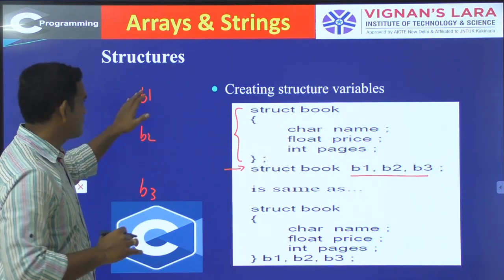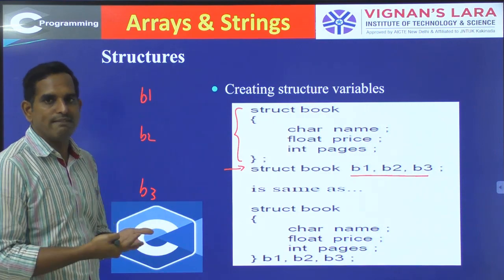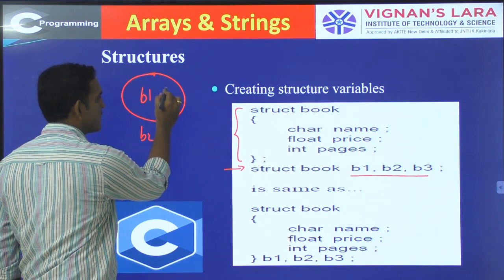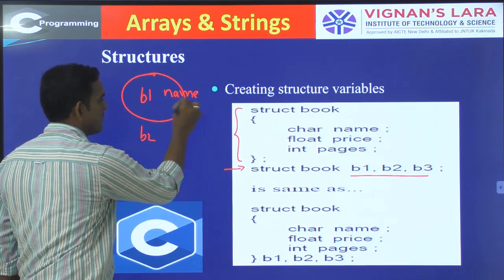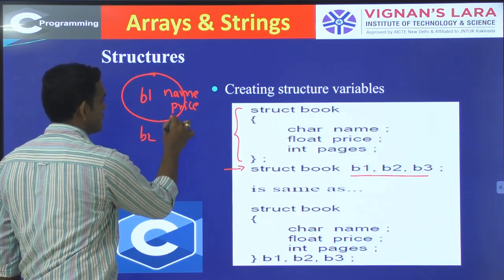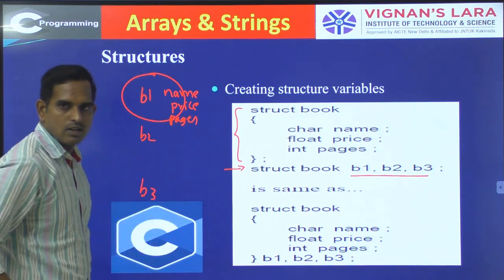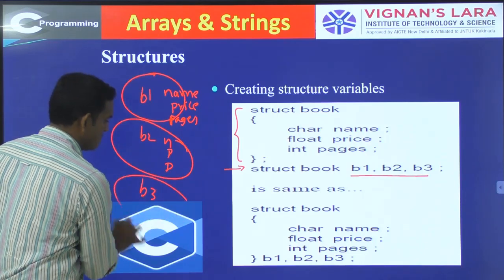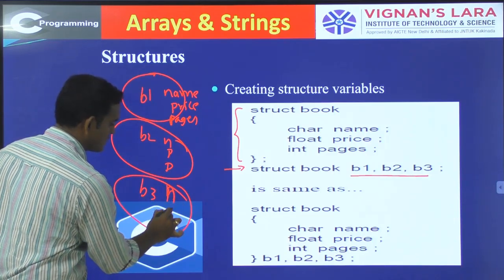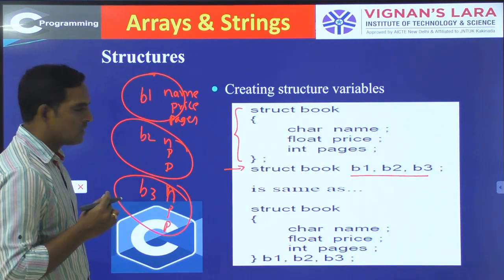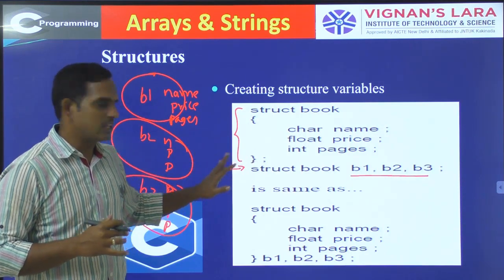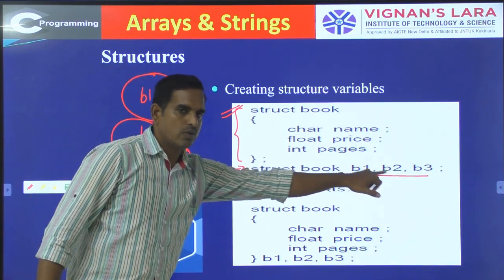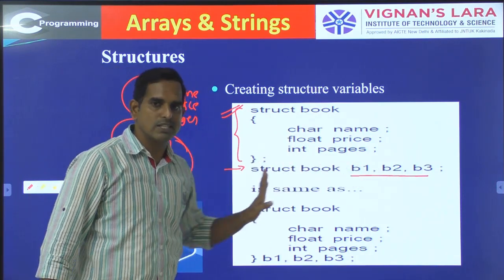Okay, so the book data type, we are having three variables, b1, b2 and b3. When I create b1, b2, b3, now the memory will be assigned. So there will be memory for b1. b1 will be containing its own name, price and pages. Now b2 also will be having its own name, price, pages. b3 will be having name, price, pages. So this is how you create a structure variable. First you declare the structure. Once after declaring the structure, you can create your structure variables in this manner.